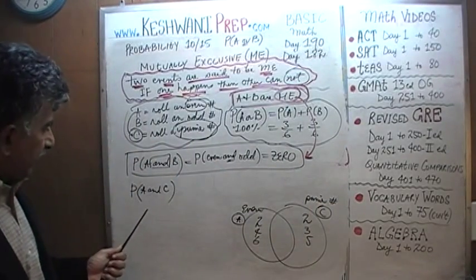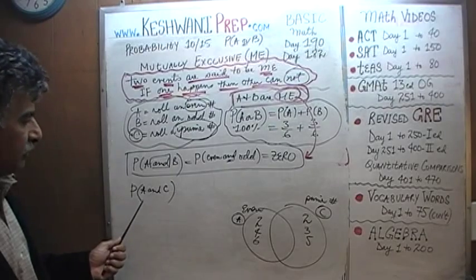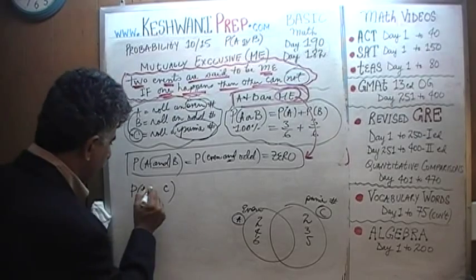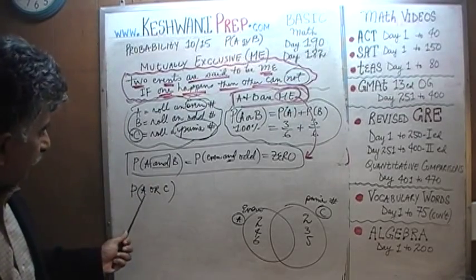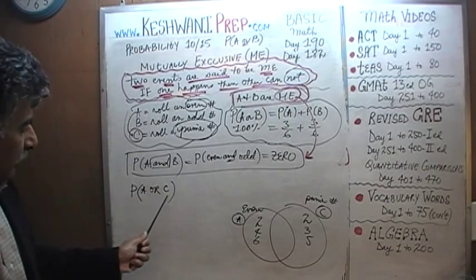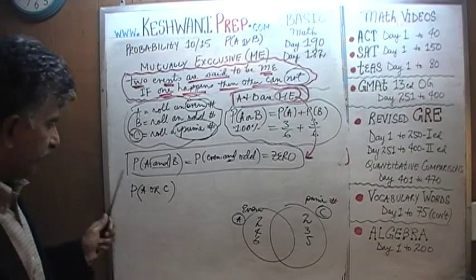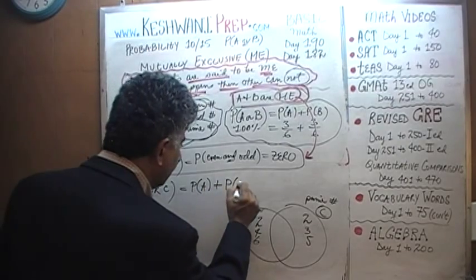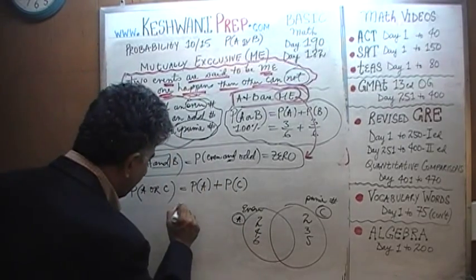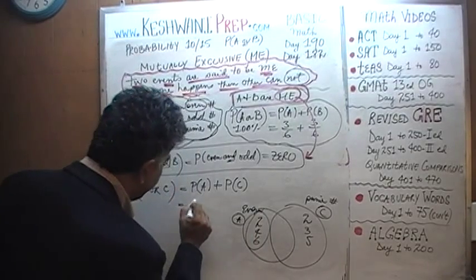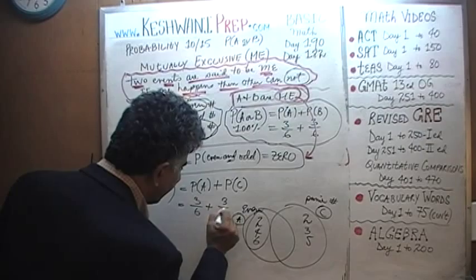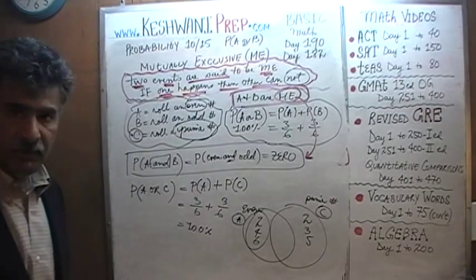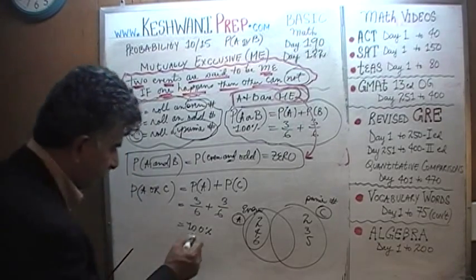So what are the odds that the number that you roll, let's talk about "or" first. What are the odds that the number that you roll happens to be either an even number or a prime number? Well, let's find out. That is equal to the odds of rolling an even number plus the odds of rolling a prime number. Odds of rolling an even number, as you can see, is 3 out of 6. And odds of rolling a prime number is 3 out of 6, which is 100%. Do you see a problem here? This answer is not correct.